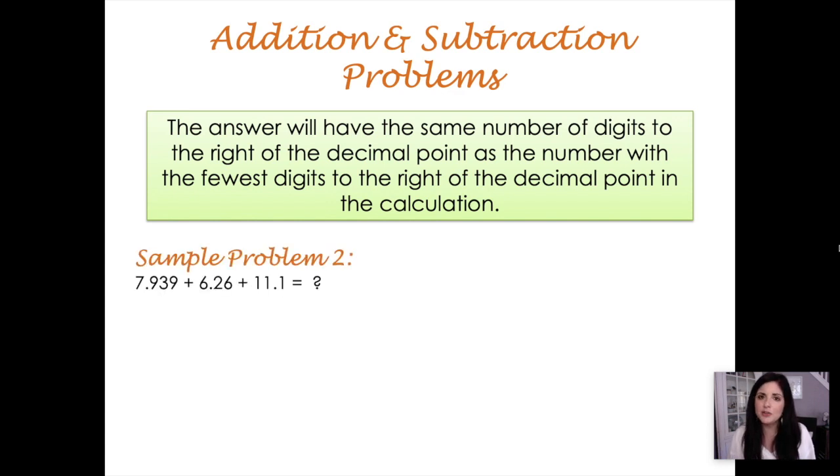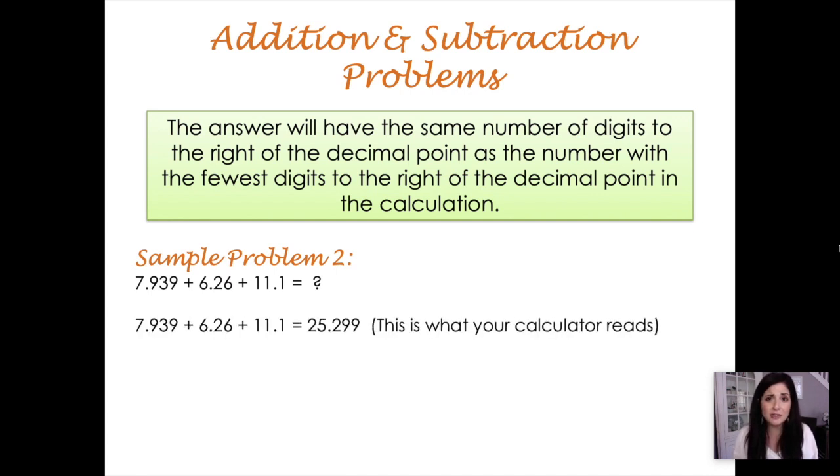I just have three measurements here, a very, very basic problem. So 7.939 plus 6.26 plus 11.1. You add all of these up and your calculator tells you the answer is 25.299. And this answer is pretty darn precise.